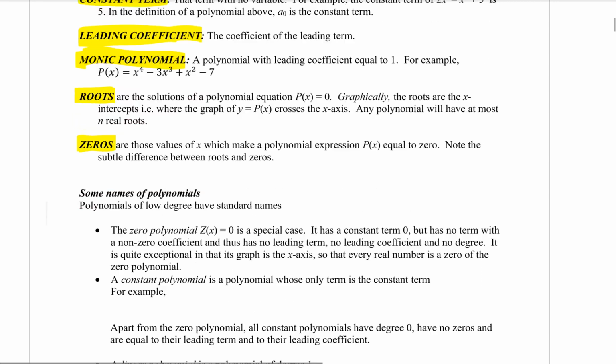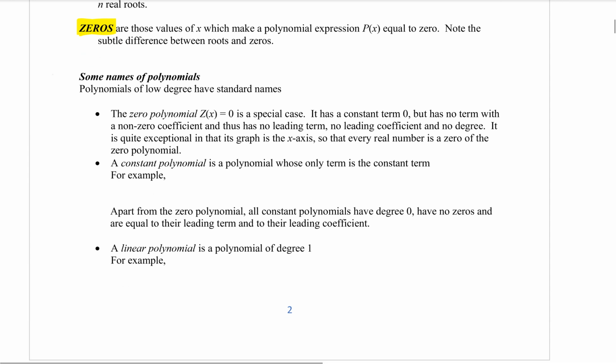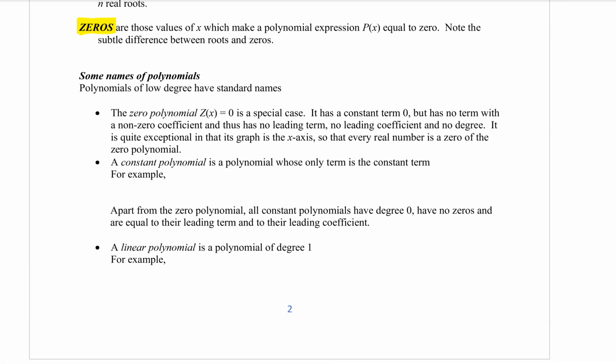Okay, some names of polynomials. Polynomials of low degrees have standard names. We've mentioned a couple of them already. But this one, you can actually have a 0 polynomial. It doesn't happen very often because it doesn't do much. That's just where your polynomial is equal to 0. It would just be y equals 0. They've called it z of x, because remember that's function notation, but they've called it z because it's the 0 function. Z of x is equal to 0.